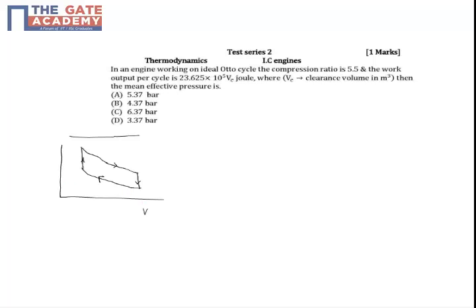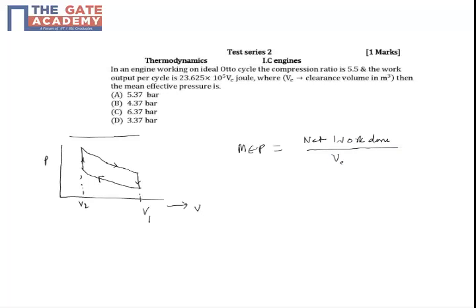So this is PV, and this is pressure. This is actually V2, the minimum volume which happens at TDC, and this is V1, and this is the scale of volume. Okay, so now what is asked is the mean effective pressure. The mean effective pressure is basically the net work done in a cycle, divided by the stroke volume.